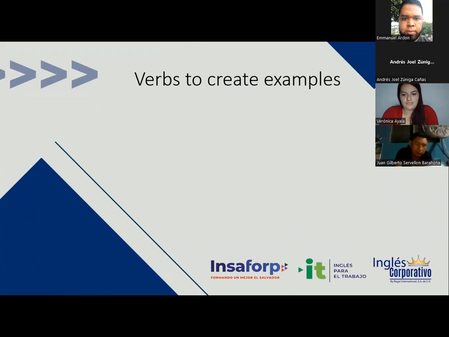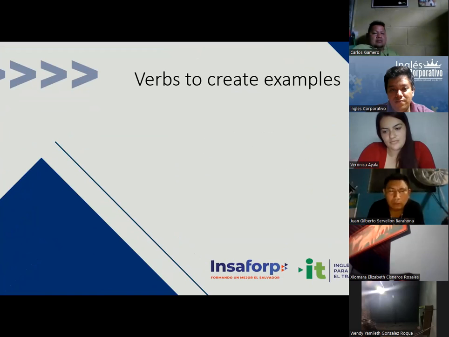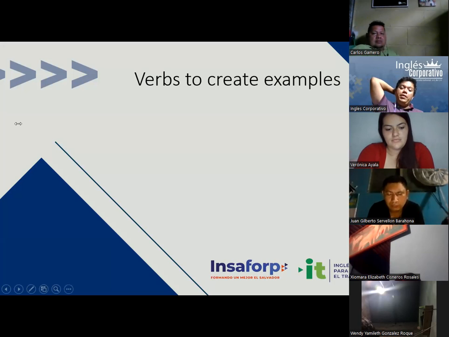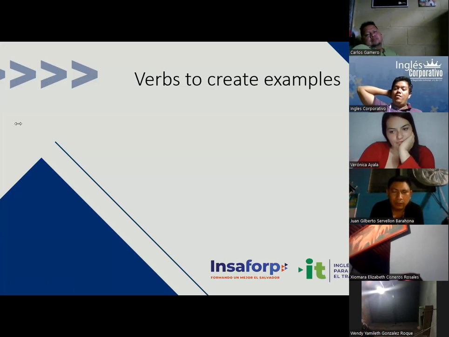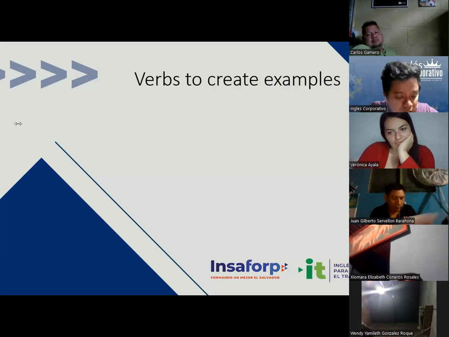Verbs to create the examples. Ajá, Gilberto. Yo no estoy agregado al grupo, creo yo. ¿Y eso? ¿No está en el grupo de WhatsApp? Creo que no. No se preocupe. Ya voy a pasar asistencia, de hecho, en un rato más. Y ahí le voy a mandar el link a través de Zoom para que usted se pueda unir al grupo de WhatsApp, ¿ok? Ok. Vale, perfecto. That's the way how we're going to be doing it.